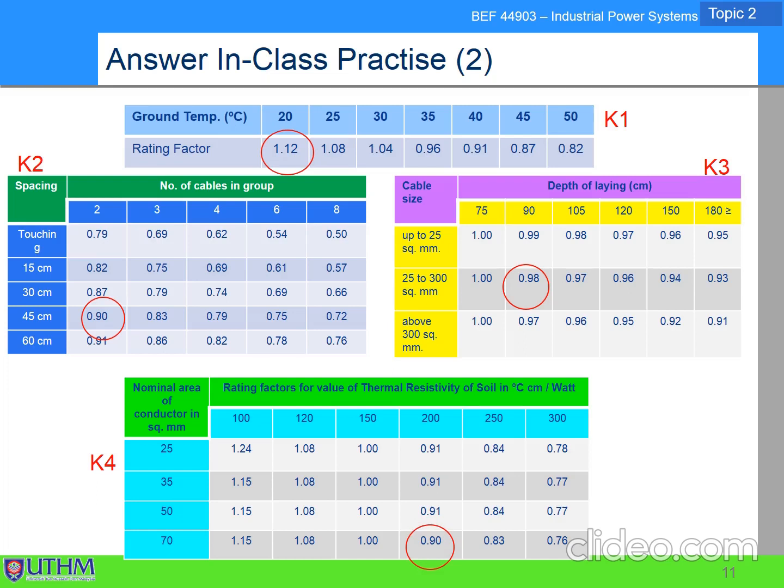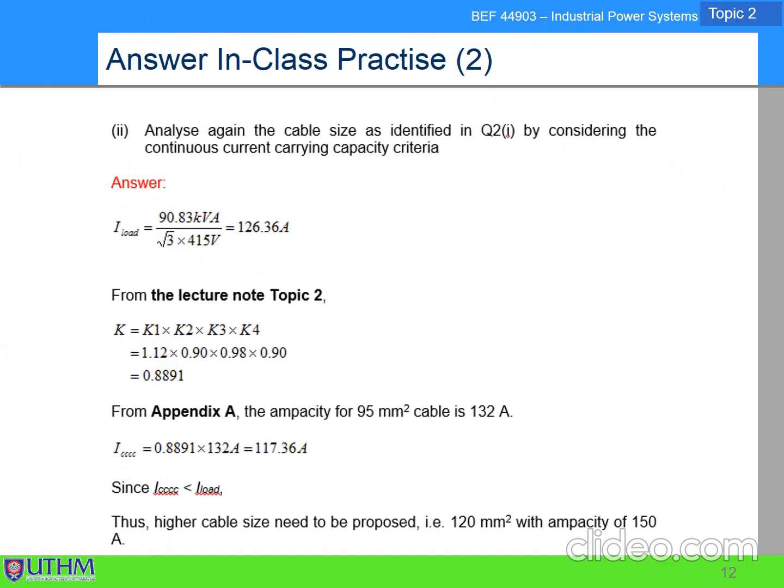After we know the values of K1, K2, K3 and K4, we can solve the problem for question number 2. This is the answer for question number 2. Analyze again the size. First we have to calculate the I load. This one is from question number 1, already calculated. The value is 126.36 MVA divided by square root 3 divided by 415.